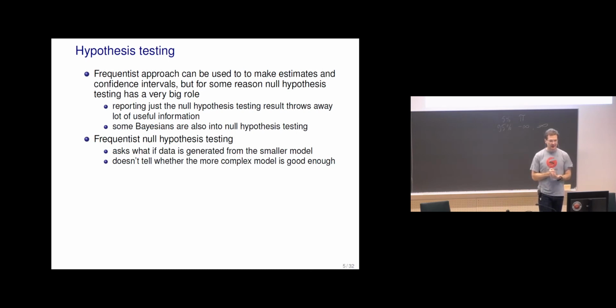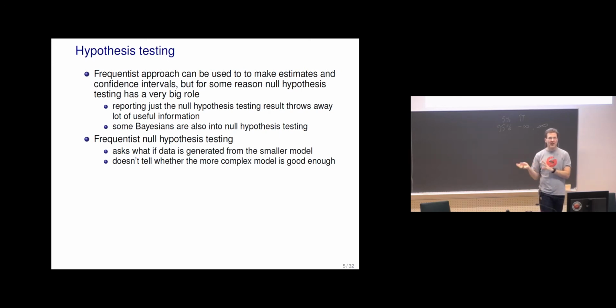Frequentist null hypothesis testing asks: what if data is generated from the smaller model, would we observe the actually observed test statistic too? It's a bit related to posterior predictive checking, where there was a test statistic for actual data and a test statistic for the posterior predictive. But in this case, we then assume that somehow we can reject the model.